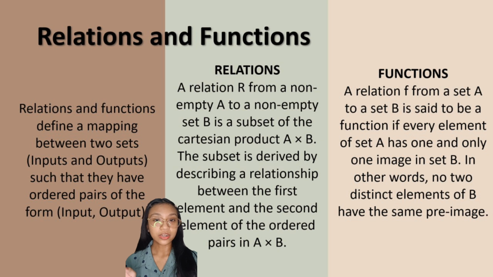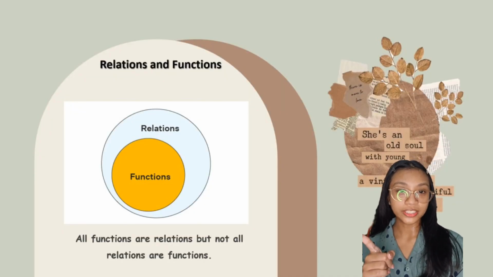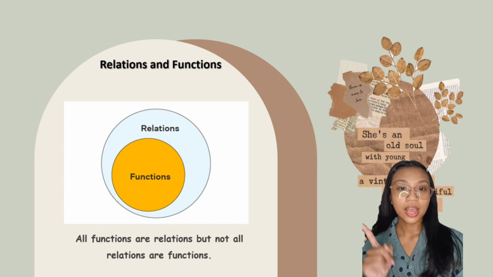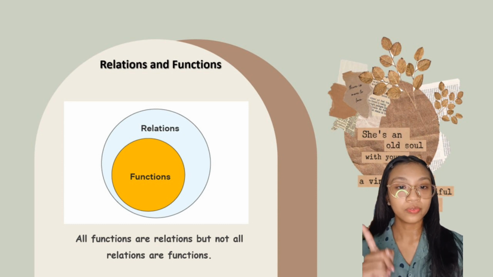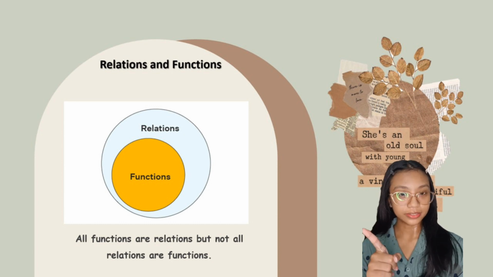Function. A relation from a set A to a set B is said to be a function if every element of set A has one and only one image in set B. In other words, no two distinct elements of B have the same pre-image. The following is an image diagram of relation and function. Please remember that all functions are relations, but not all relations are functions.